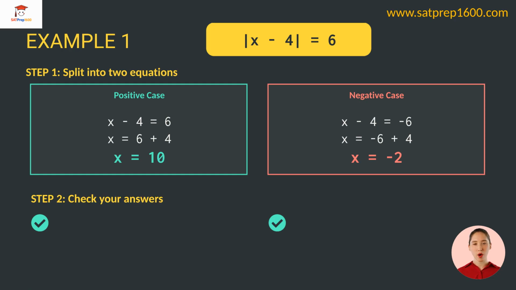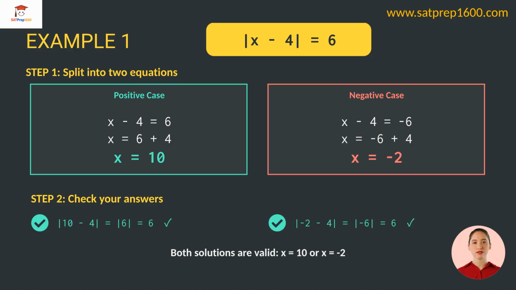Step 2. Always check your answers. Plug 10 back in. The absolute value of 10 minus 4 is 6. Check. Plug negative 2 back in. The absolute value of negative 2 minus 4 is also 6. Check. Both solutions are valid. On the SAT, the answers are usually this clean, so if you're getting weird fractions, double-check your setup.